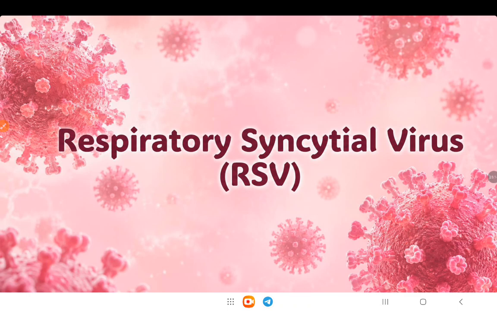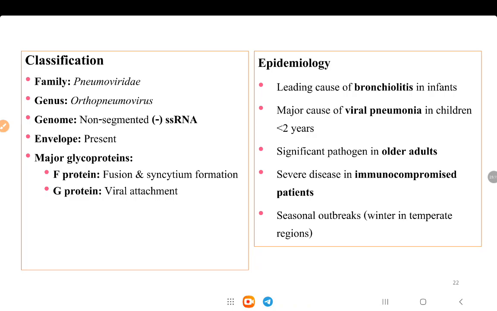Here we talk about another virus, respiratory syncytial virus. Respiratory syncytial virus is a major virus which causes lower respiratory tract infection in neonates and in children less than 2 years. It belongs to the family Pneumoviridae, genus Orthopneumovirus. The genome is single-stranded negative-sense RNA, non-segmented, which means only one segment is present.